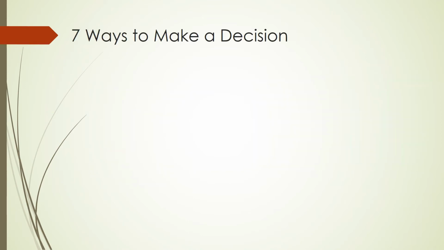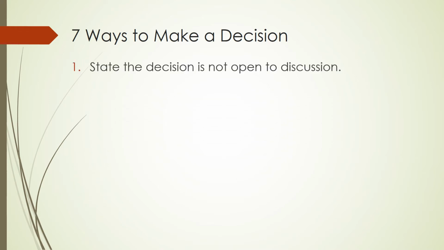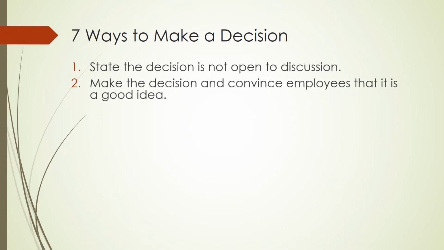There are 7 major ways to make a decision that a leader can choose from when looking at the leadership continuum model. 1. State the decision is not open to discussion. This represents the most autocratic position on the continuum and puts the power directly in the boss's hands. 2. Make the decision and convince employees that it is a good idea. This is slightly less autocratic, but still does not allow for any true employee input.